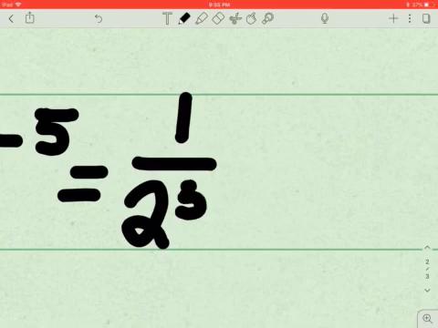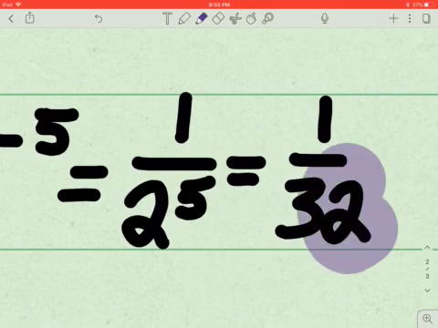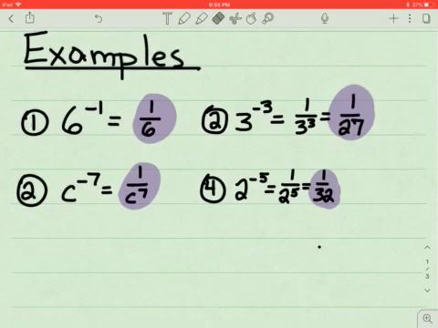2 to the 5th, which would be the same as 1 over 32, because 2 times 2 is 4, times 2 is 8, times 2 is 16, and times my last 2 would be 32. So hopefully you see you simply just put it in the denominator.